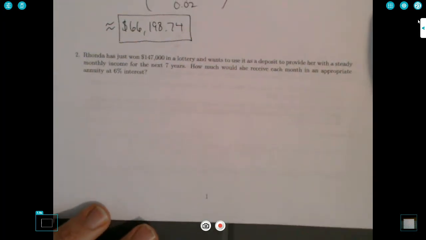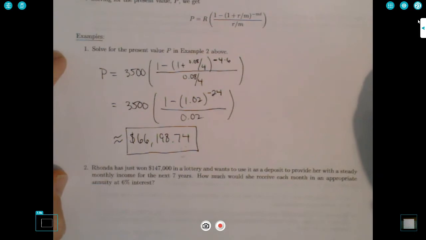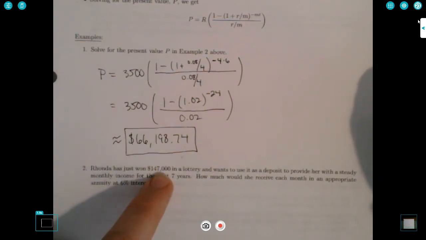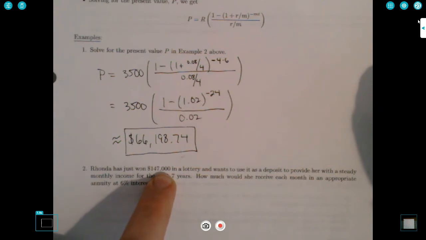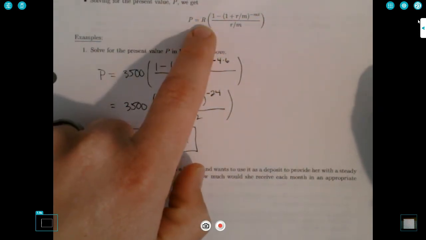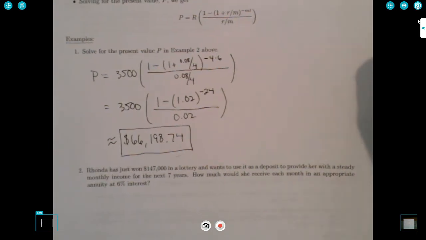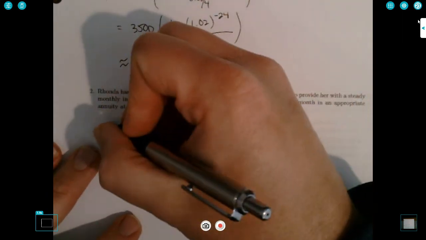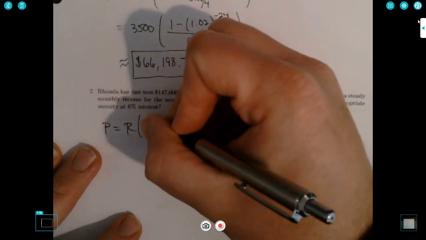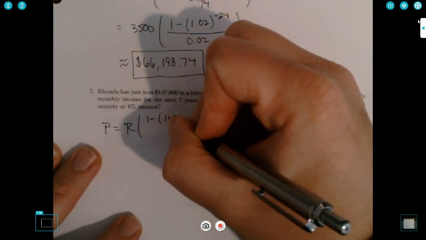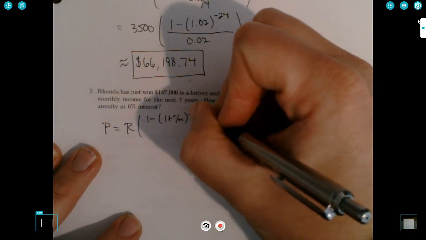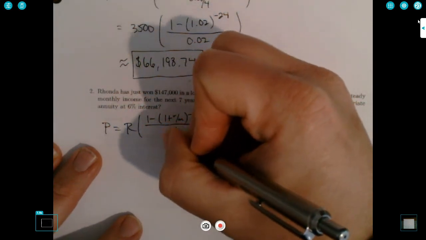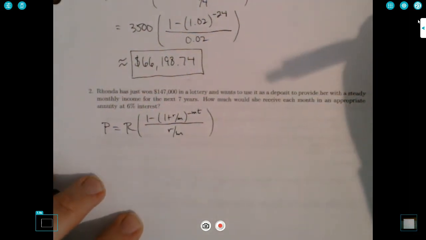Well, here we have the opposite scenario of what we had in example 1, because we know what the present value is. It's $147,000. And what we want to know is, what's the rent going to be, R, right? How much money is she going to receive? But we can solve for that pretty easily. Let me just rewrite the formula. So we have P equals R times 1 minus 1 plus R over M to the negative MT divided by R over M. We know that the present value is $147,000.